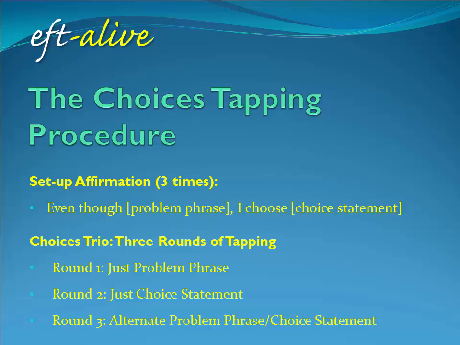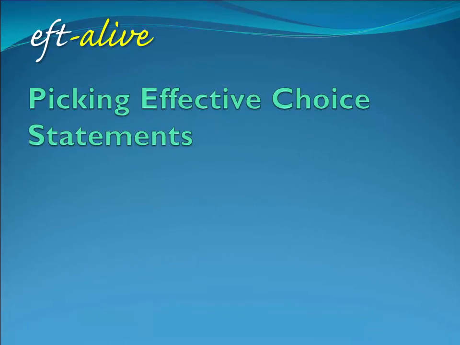So the structure of using the choices method is actually pretty straightforward, as you can see. Once you've picked your choice statement, you just fit into this little structure or formula and just keep repeating these choice trios until you get the results you want. The challenging part of using the choices method is coming up with a good choice statement. So now we're going to spend the rest of the time talking about how to pick effective choice statements.